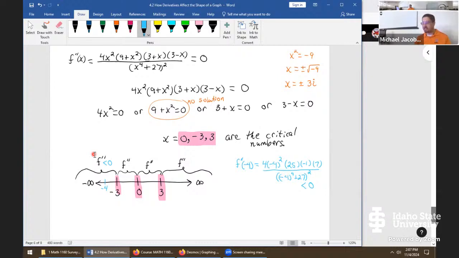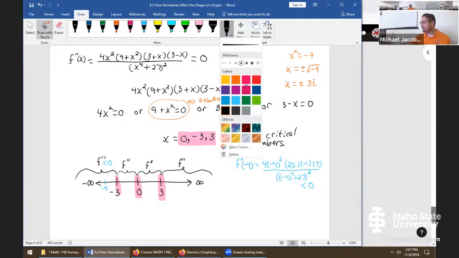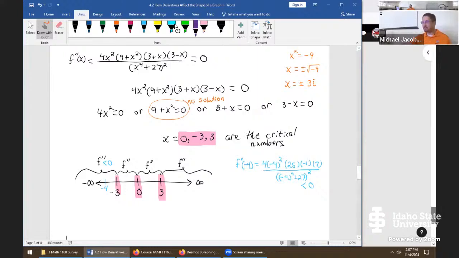There is a shortcut to this. So if you're curious about the shortcut, let's add another pen just to describe it. Forgot how to do that. Add pen, there we go. Let's go with, I'm not sure what a good color is. Indigo sounds about right.